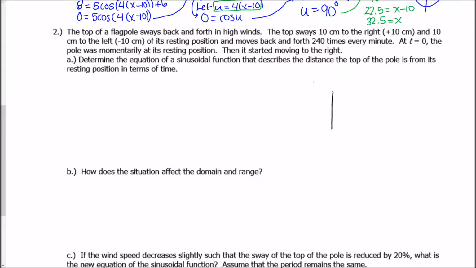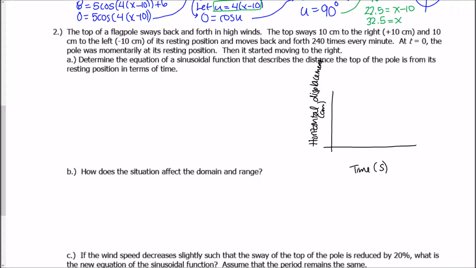So if you look right here, we'll just do a quick sketch of the graph. We know that we're looking at time in terms of seconds, and we'll do that because it's 240 times every minute. It's easier to look at it in seconds because then it's 240 times every 60 seconds. And then we'll also look at the distance the flagpole sways, or the horizontal displacement of the flagpole, and that's in centimeters.